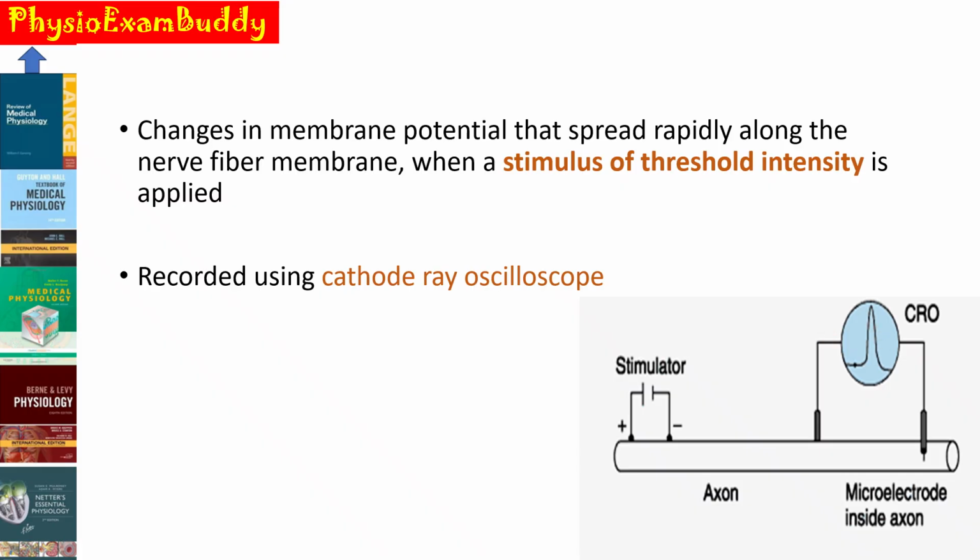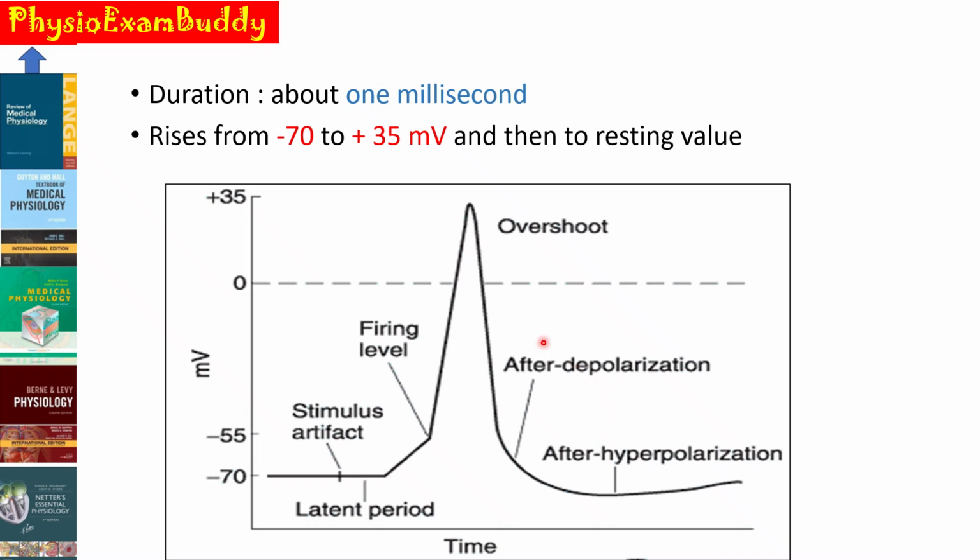ray oscilloscope. This is the diagram you have to draw while answering the question for nerve action potential. You can see here that in the x-axis the time is shown and in the y-axis the voltage, shown in millivolt, and the value ranges from minus 70 millivolt to plus 35 millivolt.